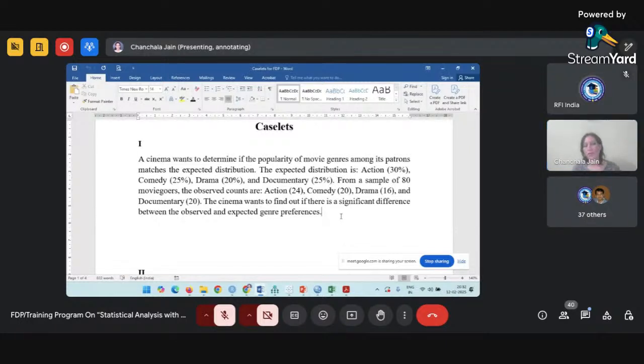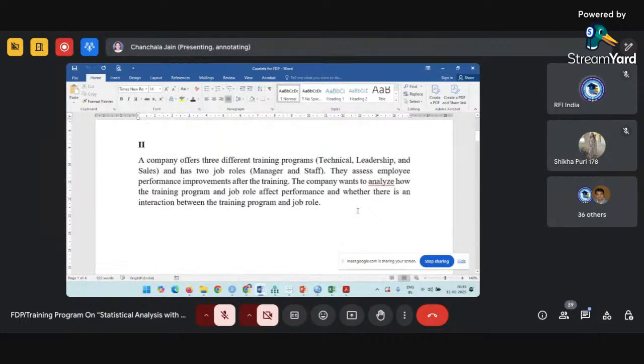Because your observed and expected frequencies are given. Yes, frequencies are given, right? We have the categorical variable available, that is the various genres of movies are given. We want to see whether the distribution is the same or not, right? Fine, everyone. Yes, ma'am. Okay, one more situation.